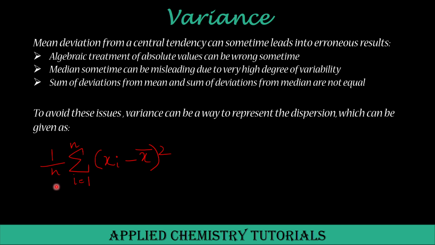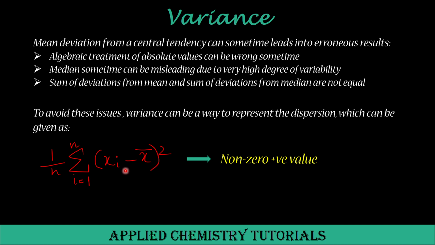So to avoid these issues, variance can be a way to represent the dispersion, which can be given as 1 over n summation of i equals 1 to n, xi minus x bar whole square, which is a non-zero positive value. We can clearly see this is a summation of all the square terms, so this is absolutely a positive value. And similarly, we can easily prove that this is a non-zero value.